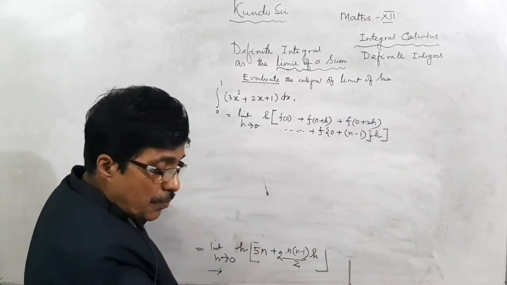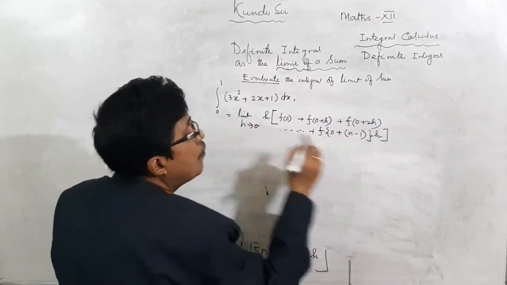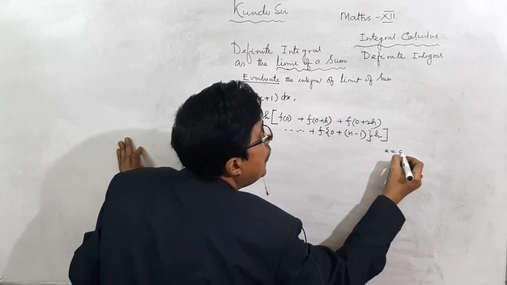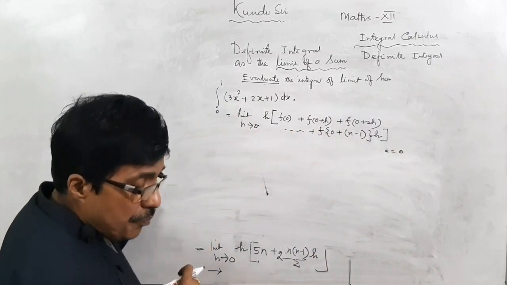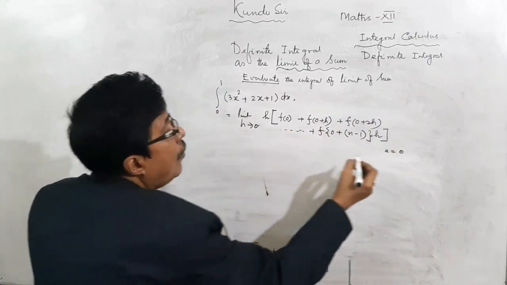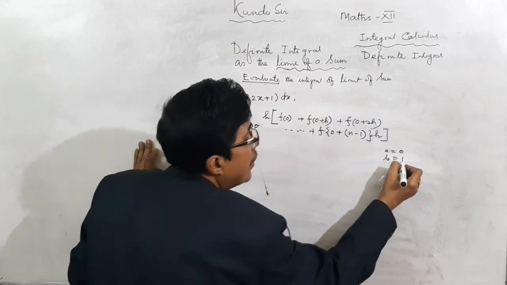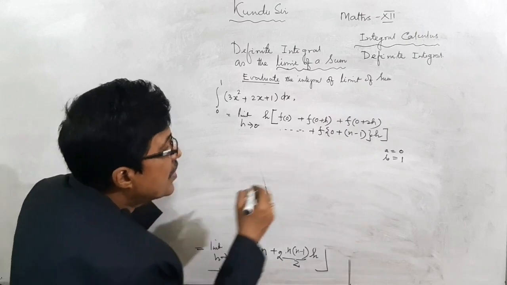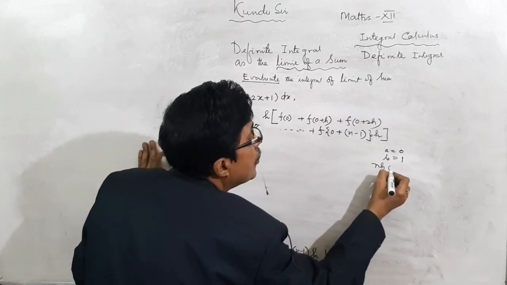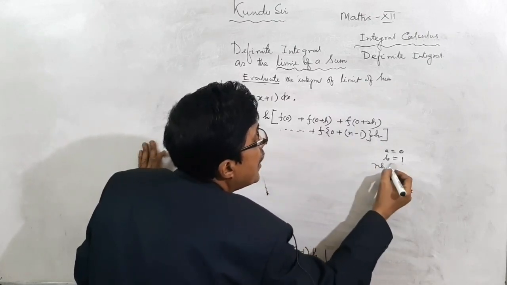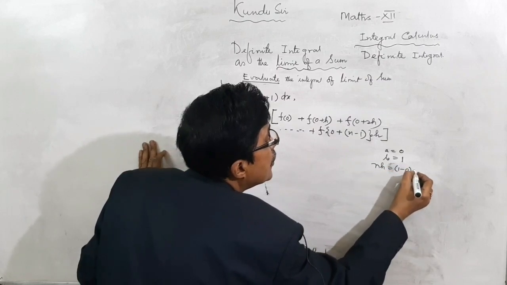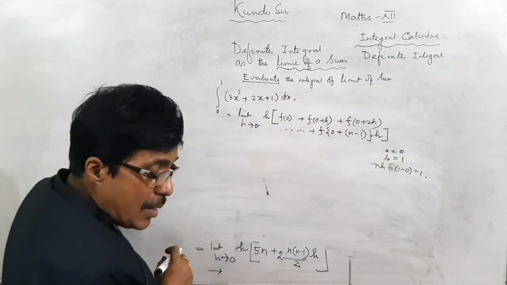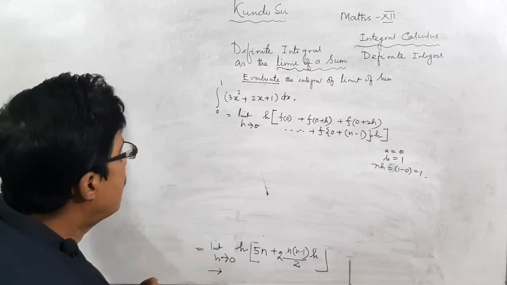Here a equals 0 and b equals 1. What is nh? nh equals 1 minus 0, equal to 1.